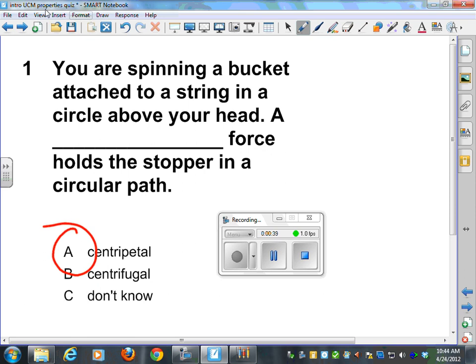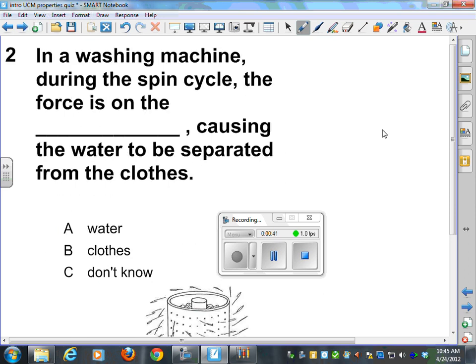Centripetal. Sure. In a washing machine, now some of you may not be familiar with this washing machine, right? You may just think that clean clothes just naturally appear, perhaps in your room, but does she? Good for you, Mike. I don't do anything.